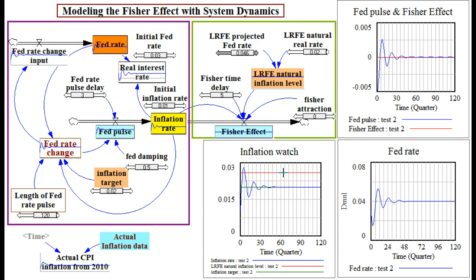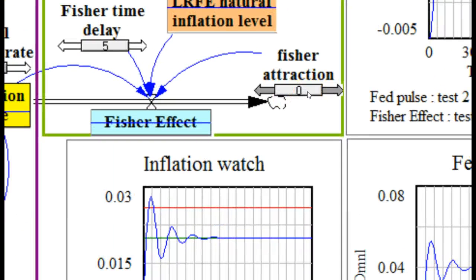Now, we start out in this situation where the long-run inflation level is above where the Fed is targeting. If the Fisher effect has an influence over the inflation rate, you'll want to see inflation trying to move upwards towards that red line. But the Fed can use monetary policy to keep it down there. I'm now going to increase this Fisher attraction. Now this is a variable that determines the power that the Fisher effect has to try and move inflation from that blue line to the red line.